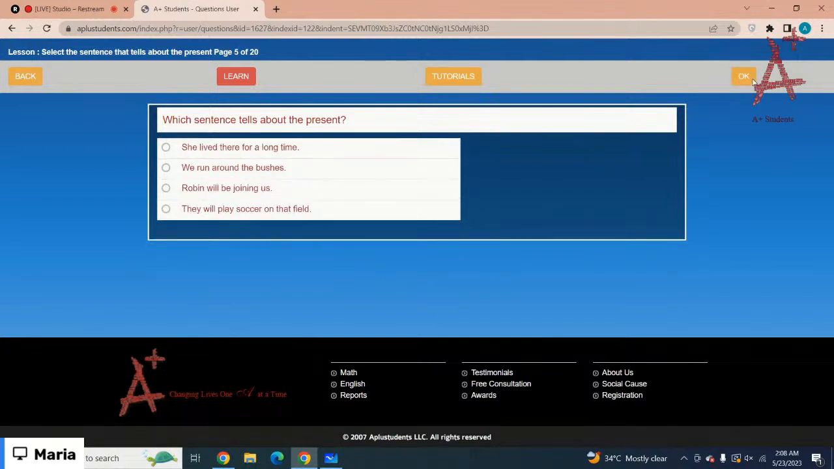Which sentence tells about the present? She lived there for a long time. We run around the bushes. Robin will be joining us. They will play soccer on that field. So which is the correct option? You have to look for the sentence that is in the present tense. Option number one has ed. That means that it is in the past tense. So the second option is the correct one, because the third and fourth have will in the sentence. They are from the future. So the second option is the correct option.